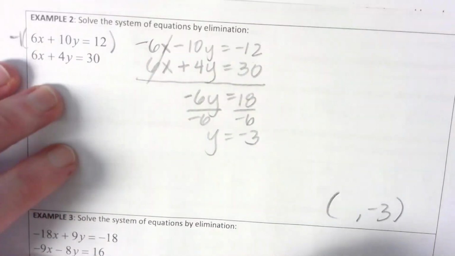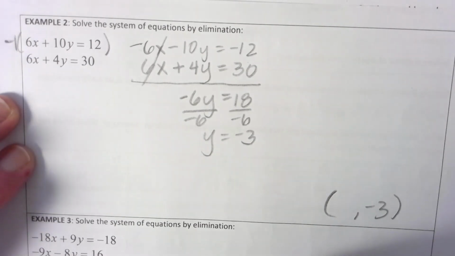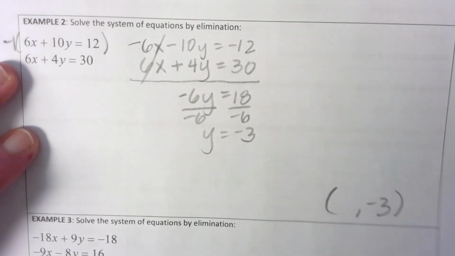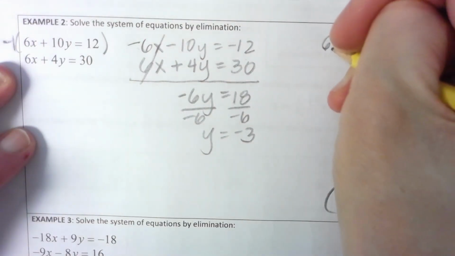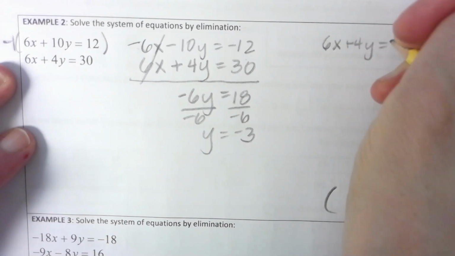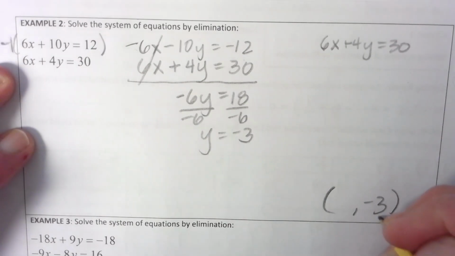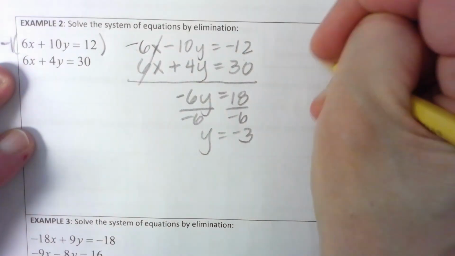Okay, you've got half of the final answer. Now we need to go back and figure out what x is. Use either equation, whichever one looks easiest to you. I guess the second one, but it doesn't matter. 6x plus 4y equals 30. This is exactly what we were doing with the substitution method. After you find half of the answer, you've got to go get the other piece.